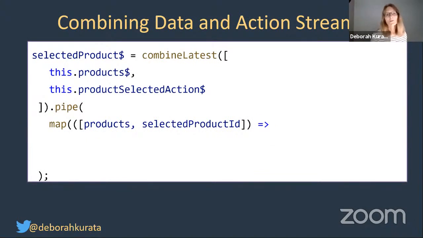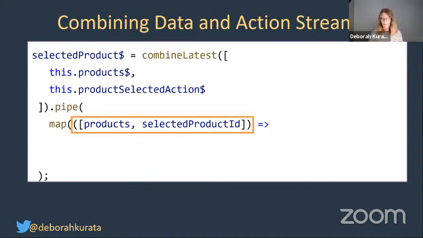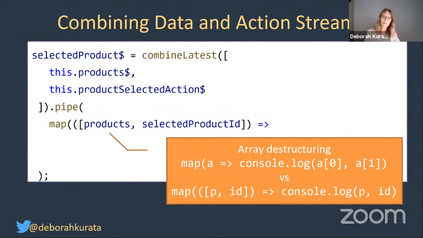So once we have that, what are we going to do with it? Well, we're going to pipe that value in, and we want to map that into something. So what the heck is that syntax? That's basically array destructuring. So instead of having something like map A, console.log, A sub 0, A sub 1, using the array syntax because we're getting an array, we're using array destructuring, which simplistically lets us name our array elements.